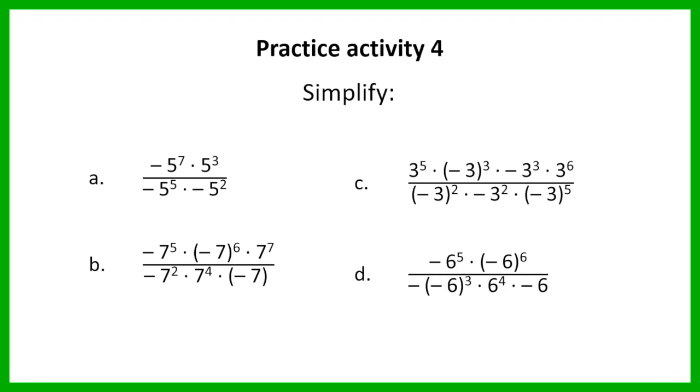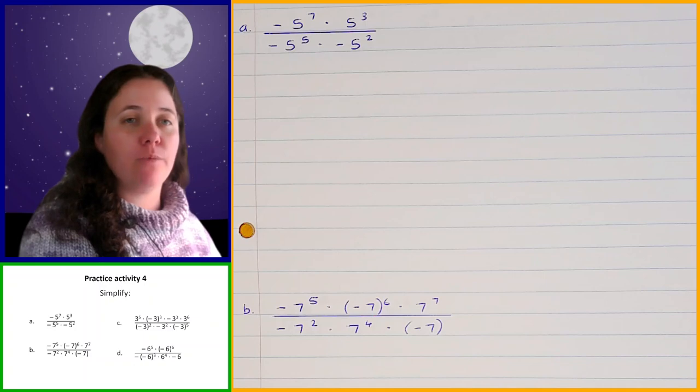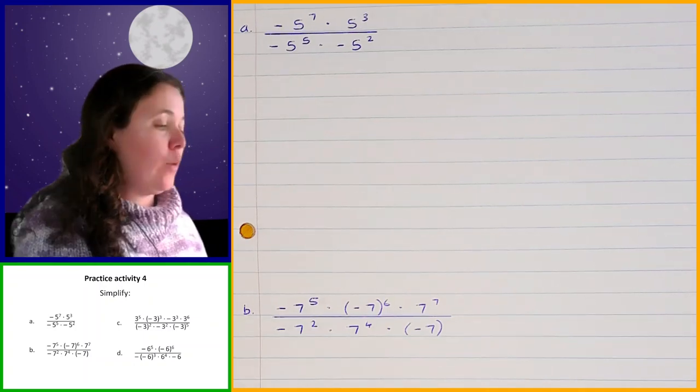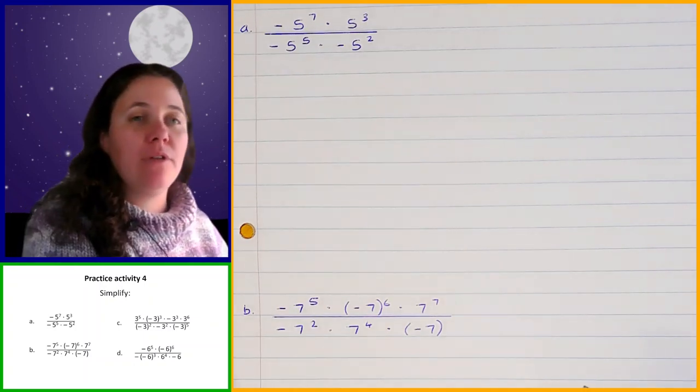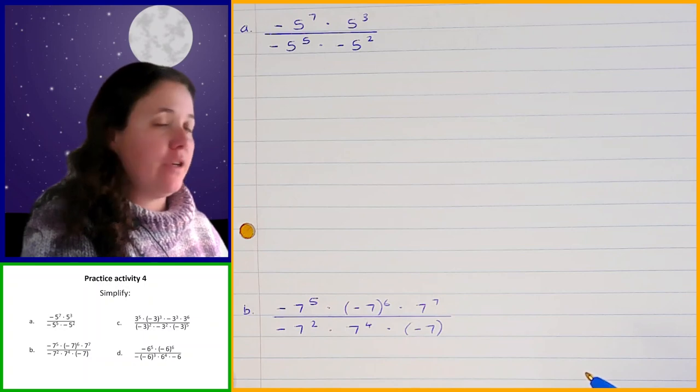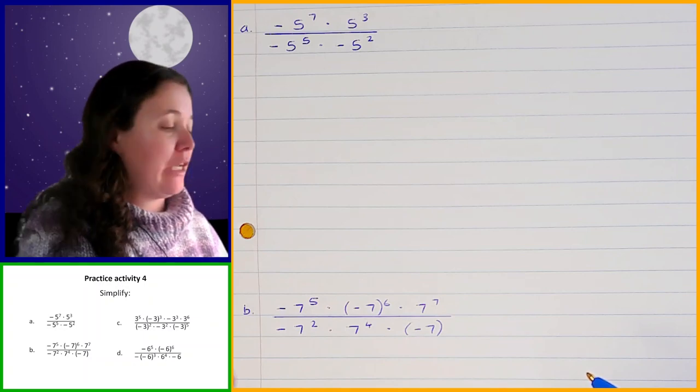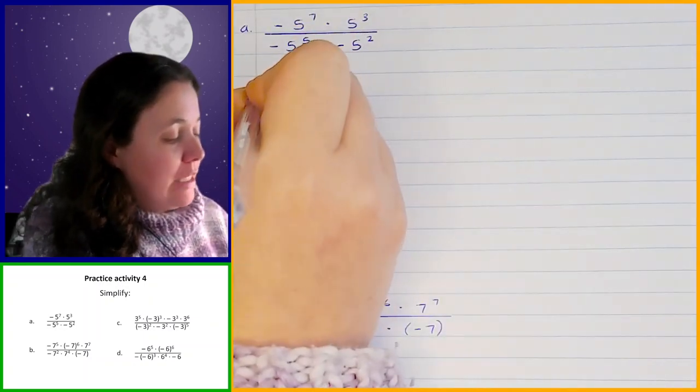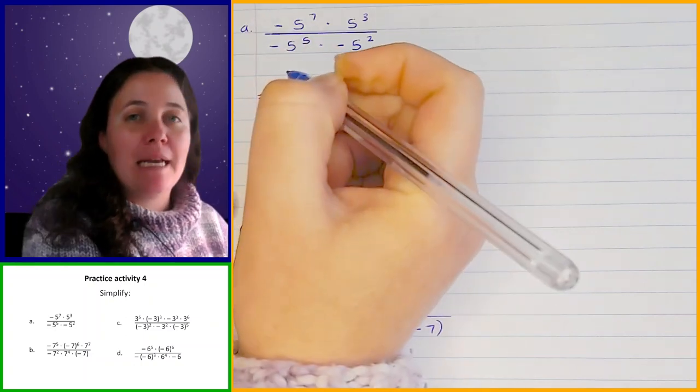Okay, you should hopefully be done with those, so let's go through each of those examples. For question A, we had negative 5 to the power of 7 times 5 cubed over negative 5 to the power of 5 times negative 5 squared. First of all, let's simplify our numerator and our denominator.